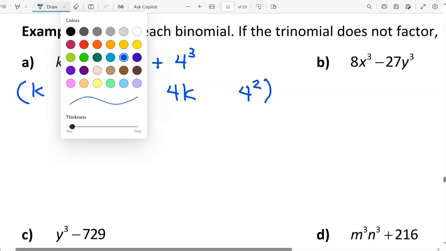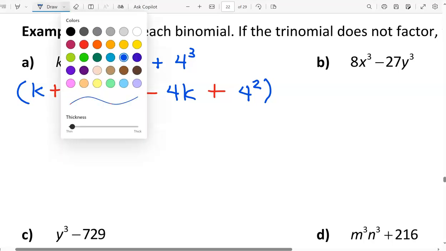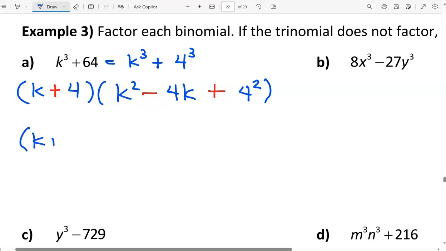Now what I'm going to do with the signs is match the same sign as in the original. So since it was k cubed plus 64, the first factor has k plus 4. Then I'm going to use the opposite sign and then always plus. That's MOP: match, opposite, plus. Now I'm just going to simplify. So simplifying, that's k plus 4 times k squared minus 4k plus 16.